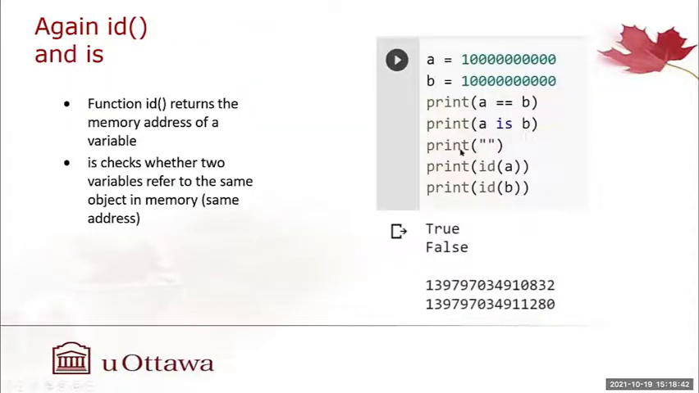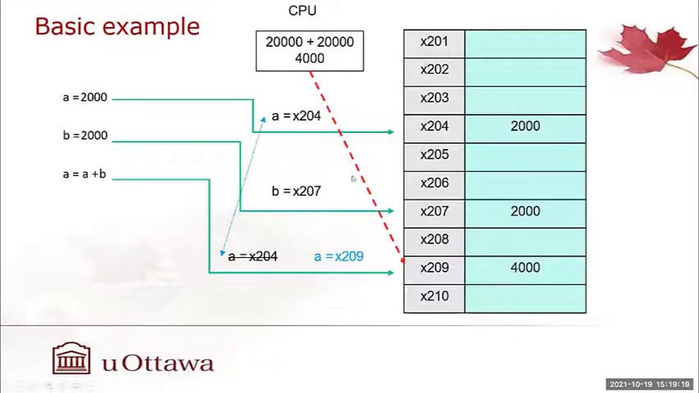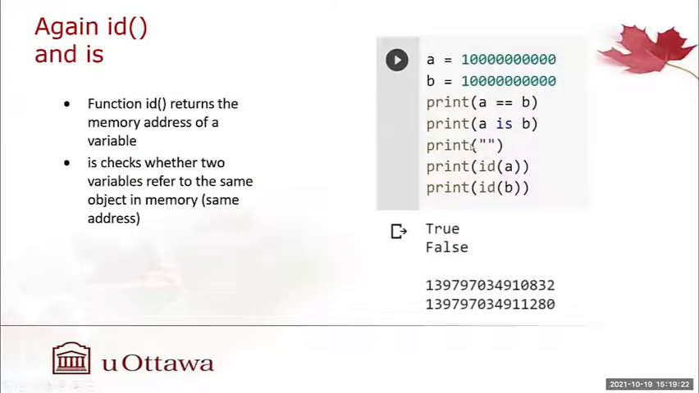So let's take a look at the function id again. As you can see, I made A equal to this big number, and B to this number, because I'm going to tell you exactly what's going on. If I did A equal B, this is going to give me true. But if I did A is B, this is going to give me false, because as I mentioned, both of them will be in different locations.